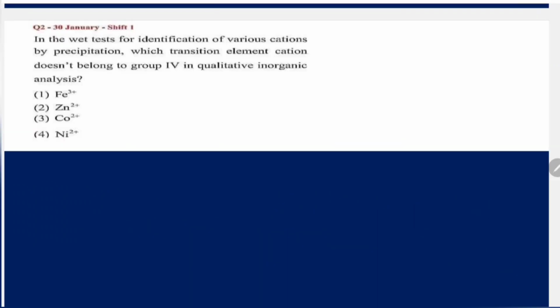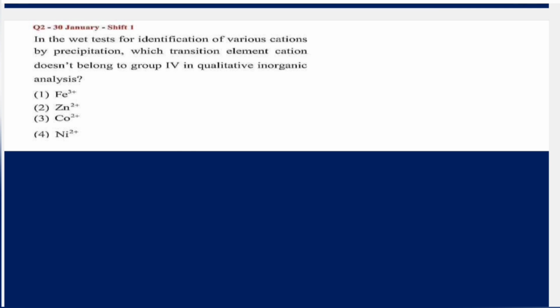Have a look at the next question. In the wet test for identification of various cations by precipitation, which transition element cation does not belong to group 4th in qualitative inorganic analysis?